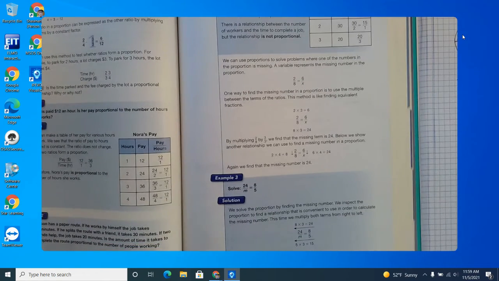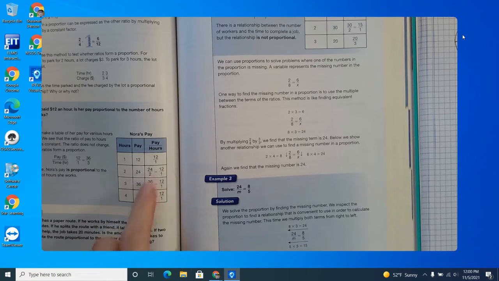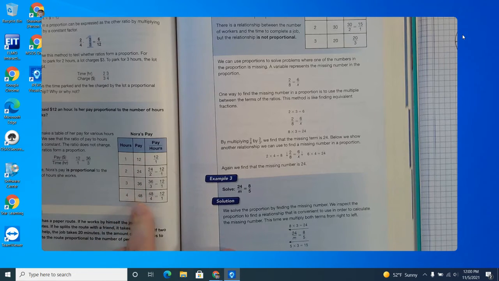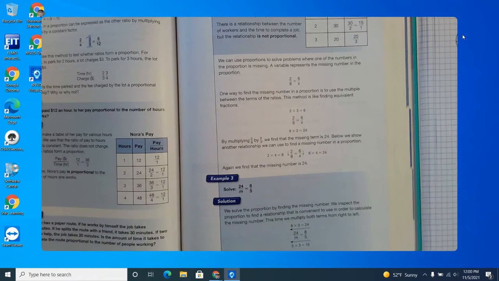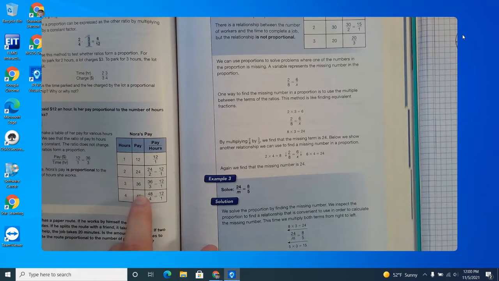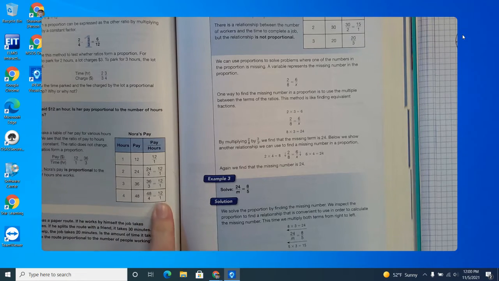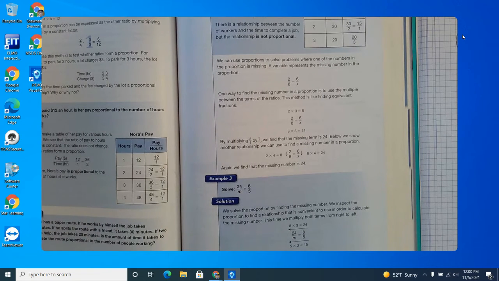Here we see a classic proportion of pay for the hours. All of these are proportional, right? For every hour you work, she gets $12. What we see here is just showing she's making more money, but 4 hours for $48, that's still the same rate. She's still getting paid $12 every hour. Just because she has $48 doesn't mean something's changed. I think you guys should be okay here.